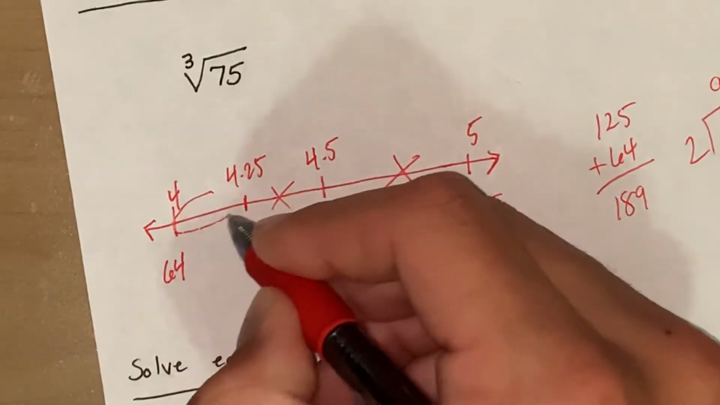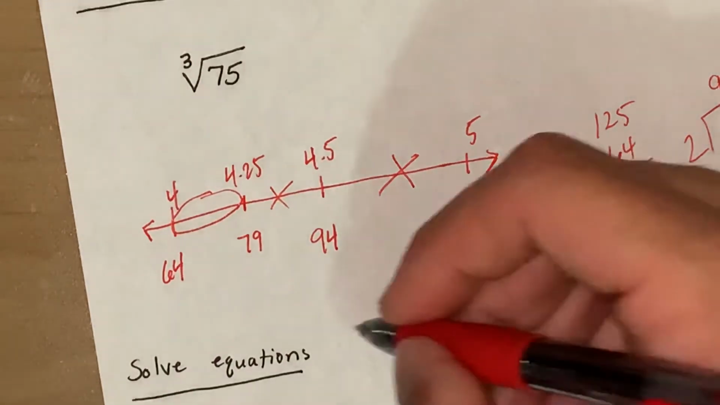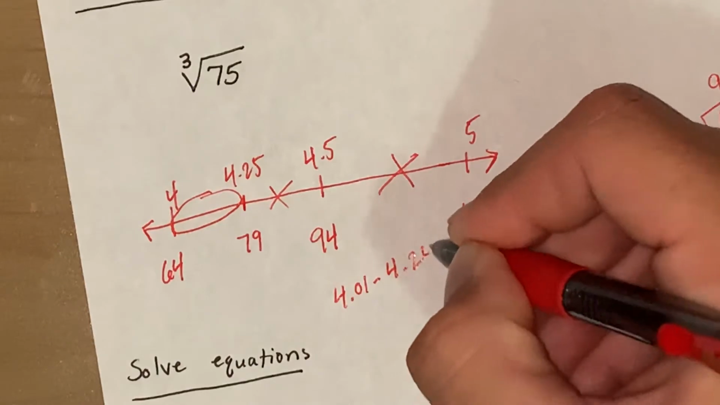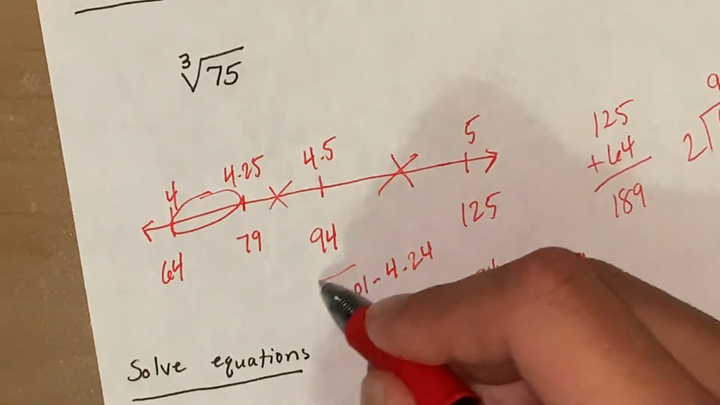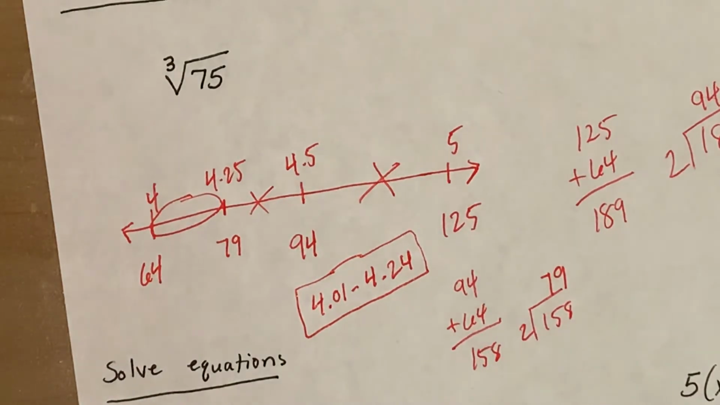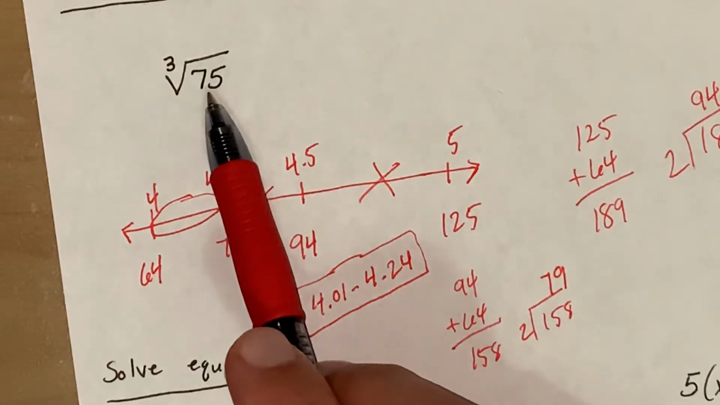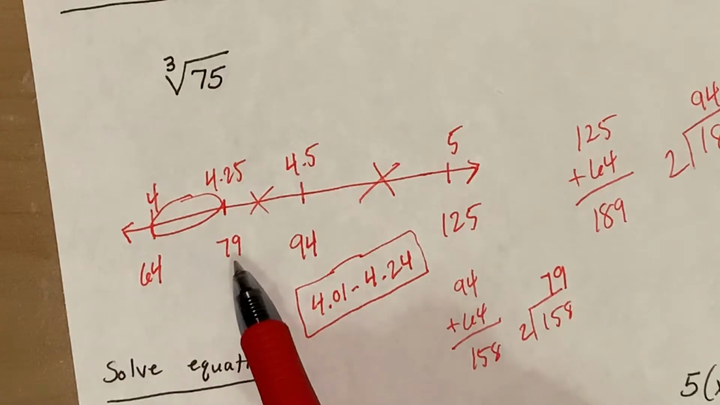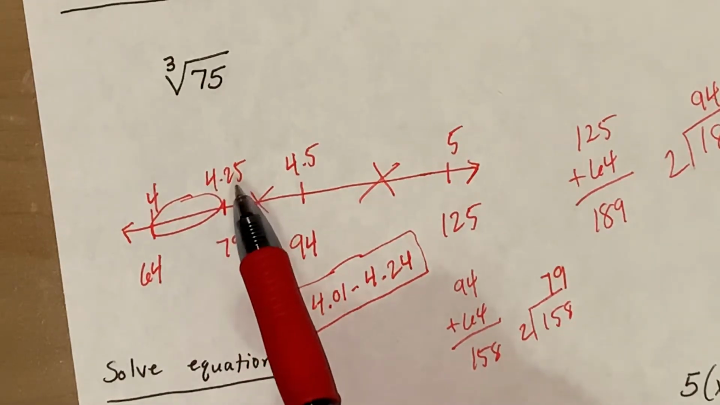So we're right here somewhere in this range. So we could say 4.01 between 4.24. Somewhere in that range would be a good estimation of our answer. All right, and we can think about this. I didn't mention this on the square root, but if we're looking at 75, is 75 closer to 79 or 64? Right, it's closer to 79, so our answer is going to be closer to 4.25.